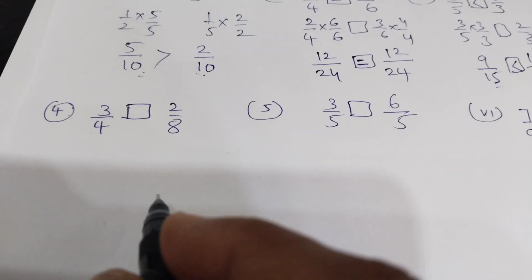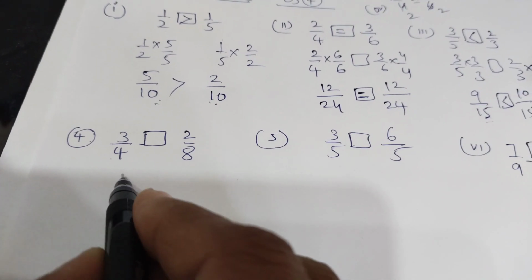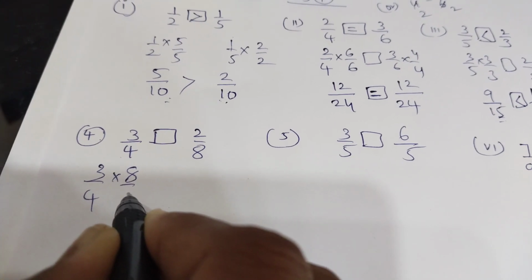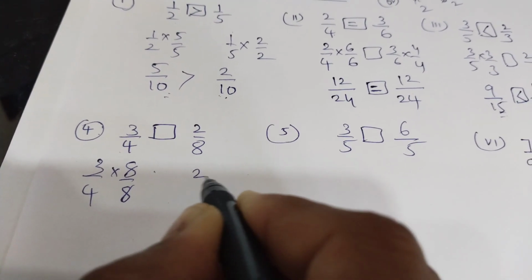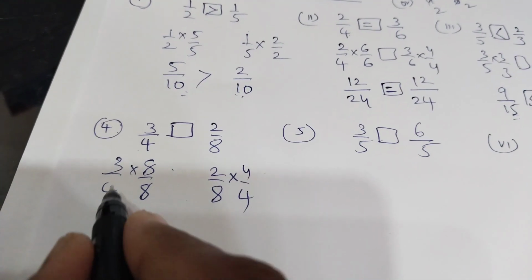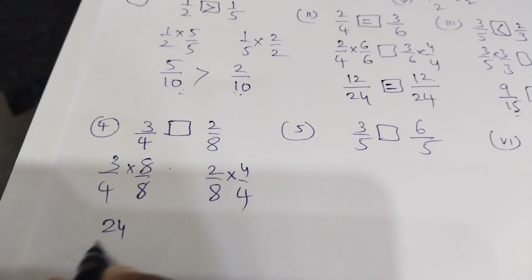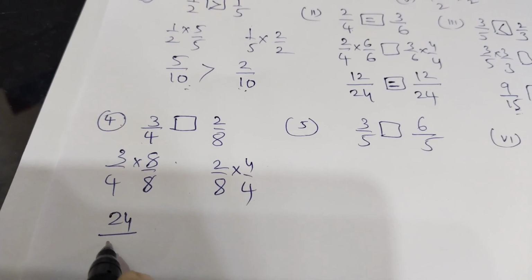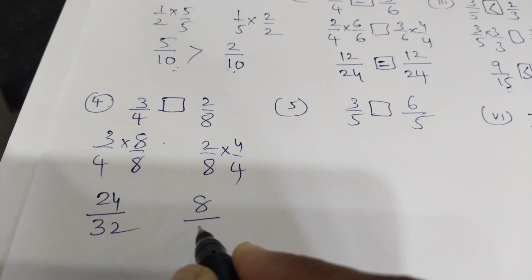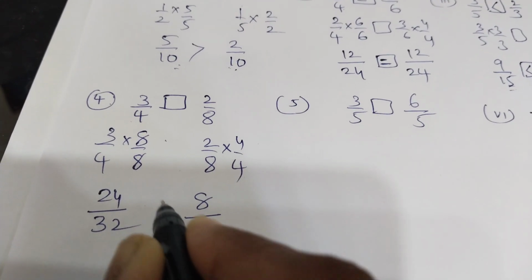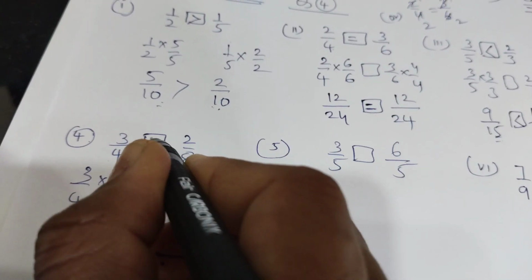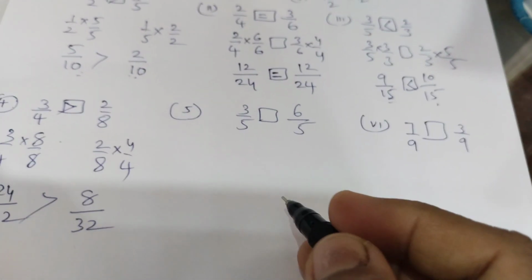Next question, the 4th question. This is also one we are going to convert into like fractions. So 3 by 4 into 8 by 8: 3 8s are 24 by 4 8s are 32, and 2 by 8 into 4 by 4: 2 4s are 8 by 8 4s are 32. So 24 by 32 is greater than 8 by 32, which means 3 by 4 is greater than 2 by 8.